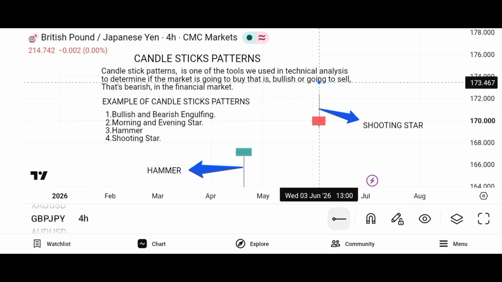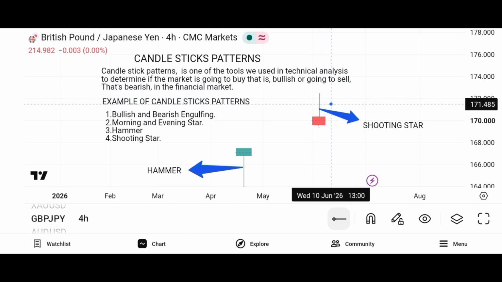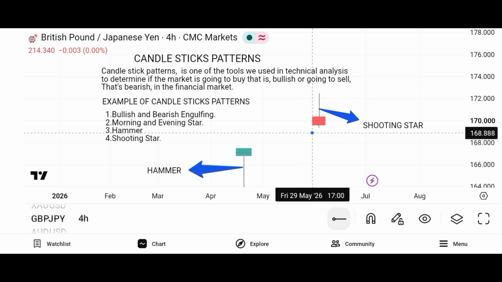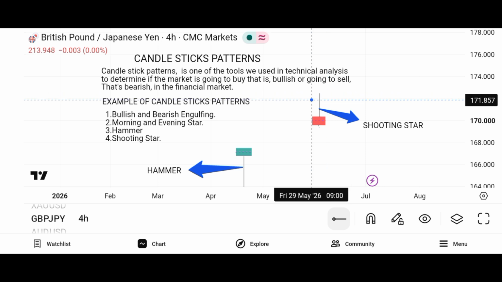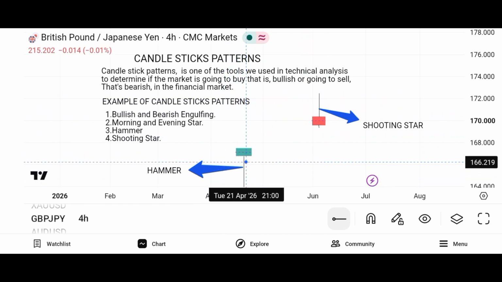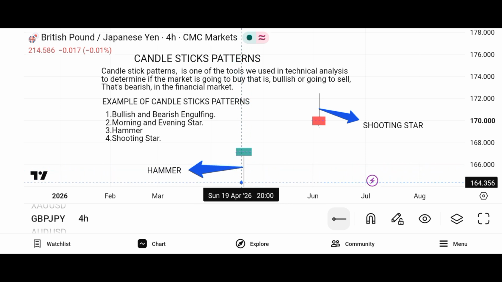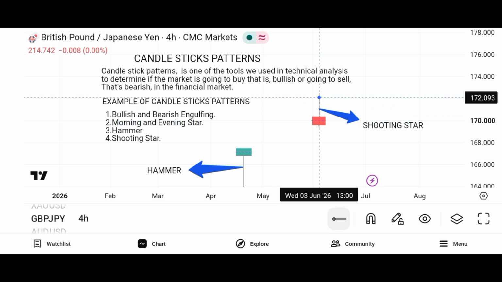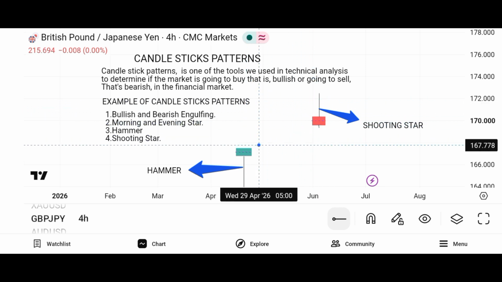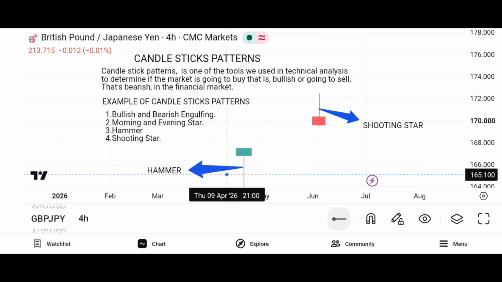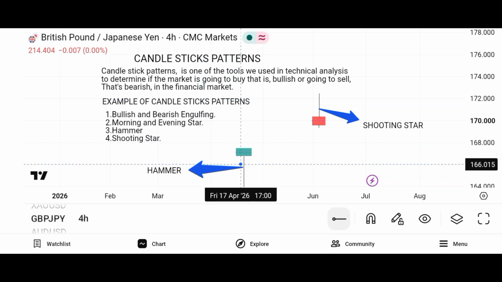So when you find this on your higher time frame, it simply gives you a clue that the market is about to sell. The same thing is applicable to the green candle, the hammer. It's giving us a clue that the market is about to buy. So when you find this on a higher time frame, what you should be thinking is selling for the shooting star and buying for the hammer. So let's head up to the chart.